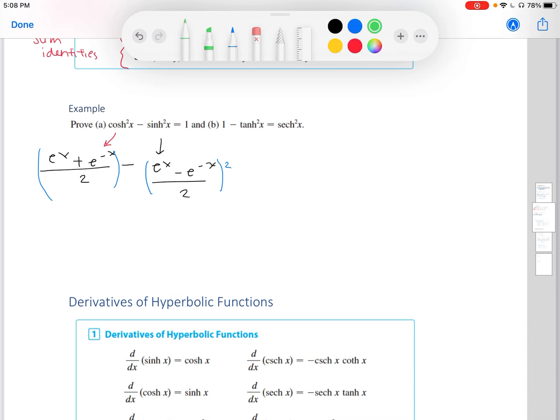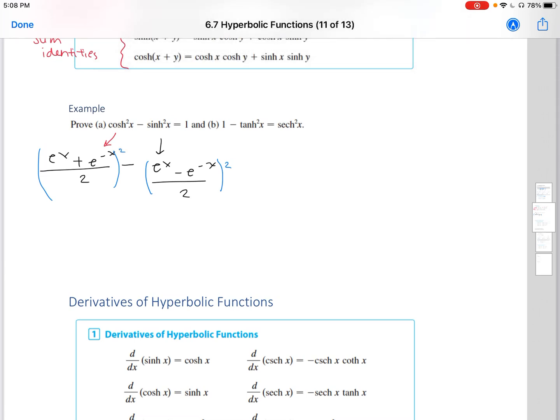Okay, let's go ahead and expand these squares. I want to make sure to, in a sense, FOIL your numerator and your denominator. 2 squared is 4. So we have e raised to the 2x power plus 2 plus e to the negative 2x power.